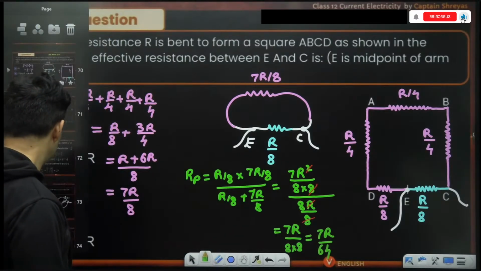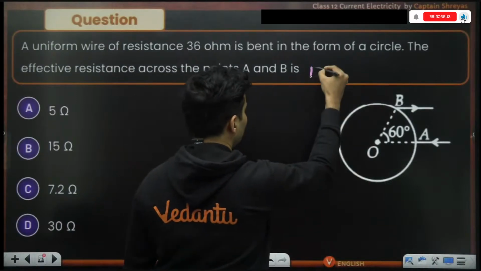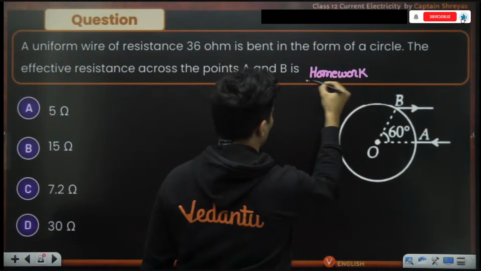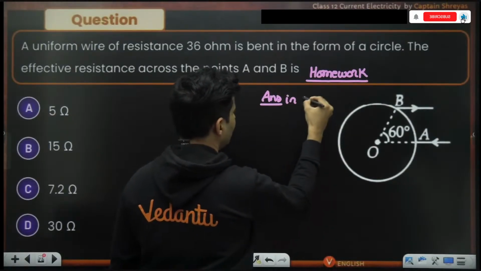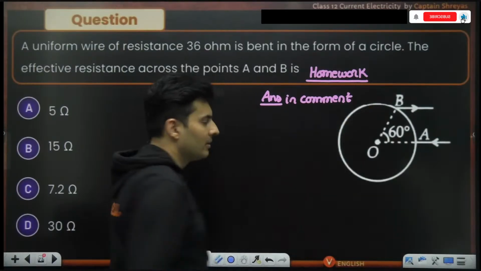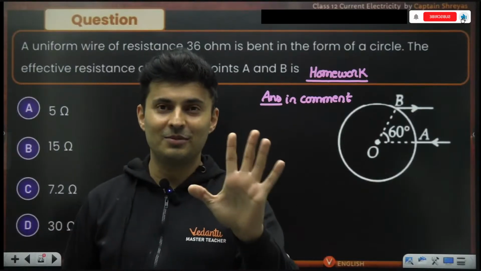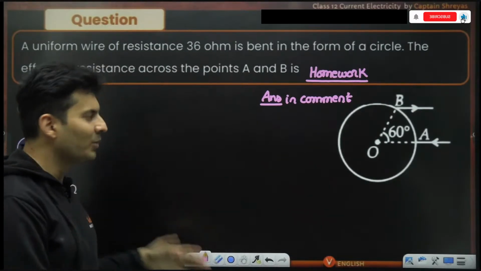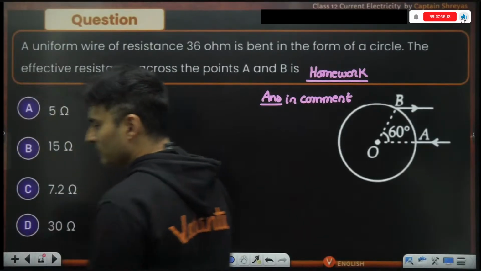Now, based on this only, I have another question which I want you to solve as homework. Okay, please do it as homework. It is very, very similar. This is your homework question. Answer in the comment section. Everyone is going to comment the answer in the comment section. I want to see how many of you are able to solve it. This is a very beautiful question, very similar to the circle question, but there is some angle given over here. Easily you can do it. You will be able to do it, yes or no?